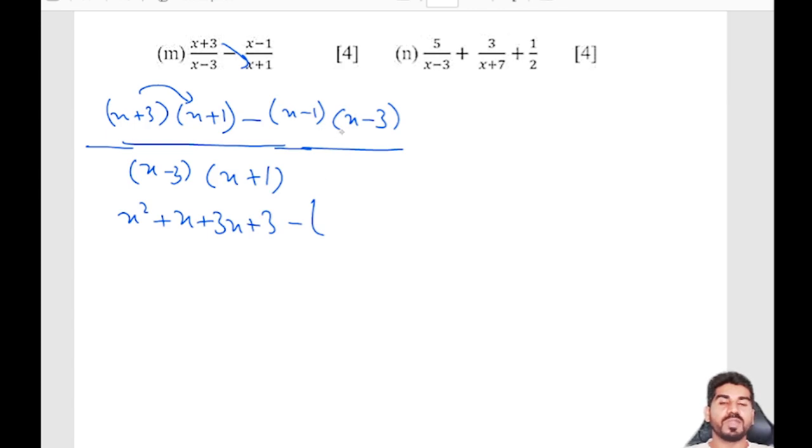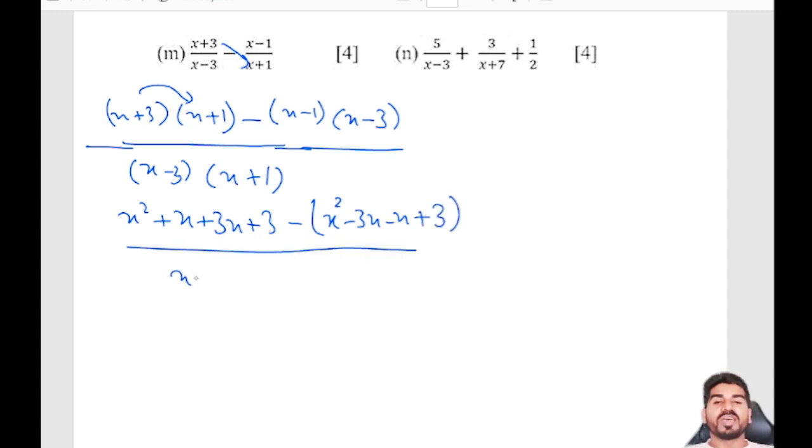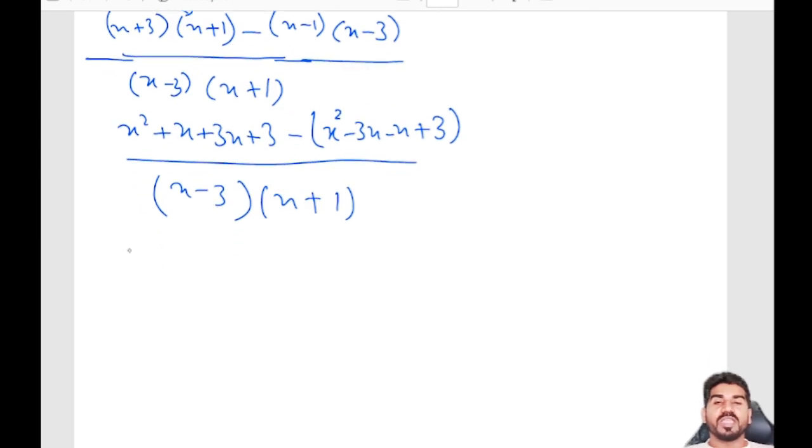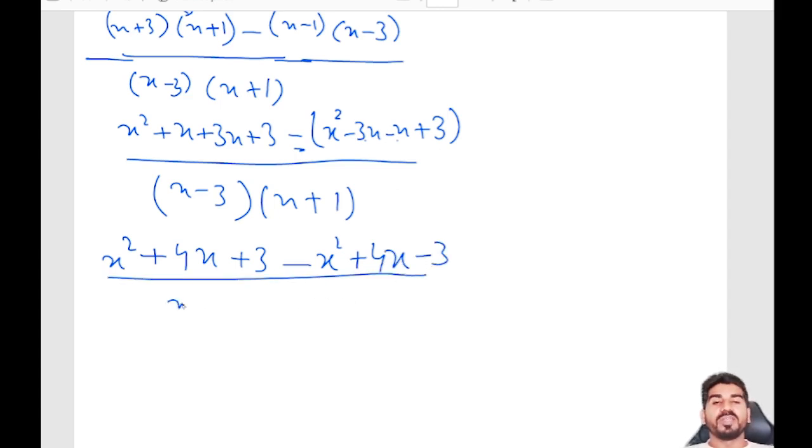So first I'm just going to add these expressions. Here x times x will be x squared, and there will be negative 3x, then negative 1x, and negative and negative will become positive. The denominator will remain as it is, x minus 3 times x plus 1. And now you can see again there will be x squared as it is, then x plus 3x will be 4x, and there will be 3 again, and there will be negative x squared here, and negative 3x and negative 1x will be negative 4x, and negative and negative will become positive 4. The denominator will remain as it is.